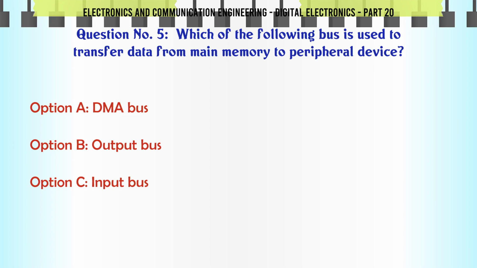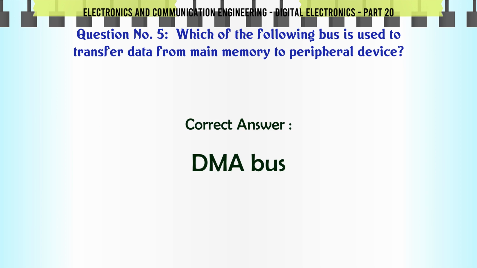Which of the following bus is used to transfer data from main memory to peripheral device? A DMA bus, B output bus, C input bus, D data bus. The correct answer is DMA bus.